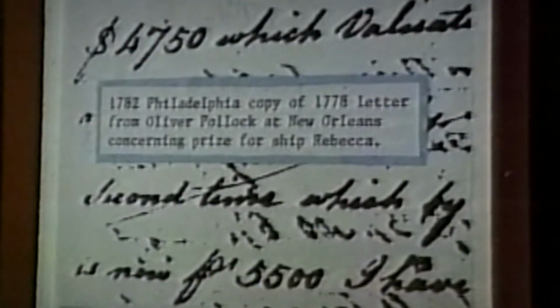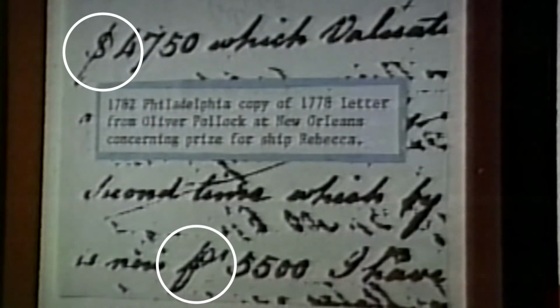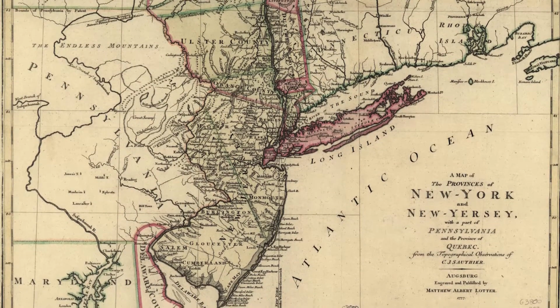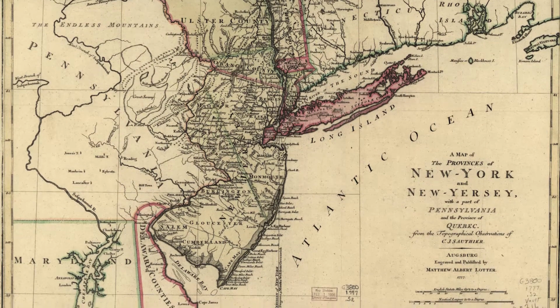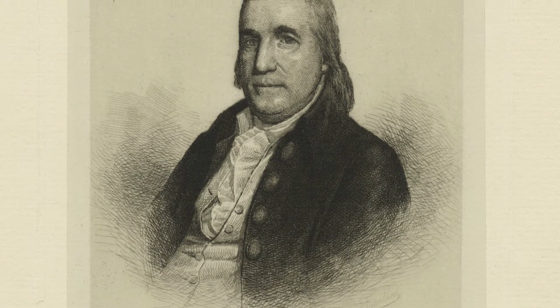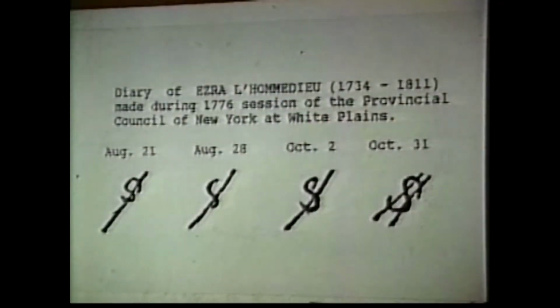This symbol was not yet standardized. It frequently varied, even within a single document written by one person, and it sometimes appeared after the number instead of before. By 1776, the general form was known and used in New York, as demonstrated in the diary of Ezra L'Hommedieu from the 1776 session of the Provincial Council of New York. The exact form varied, but it was clear that he was somewhat familiar with the symbol. It continued to spread and was found more often going into the 1780s.